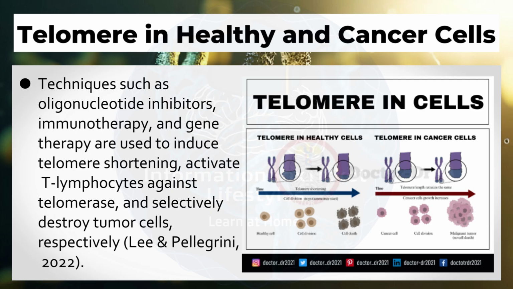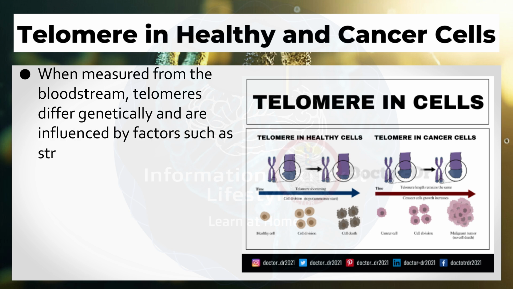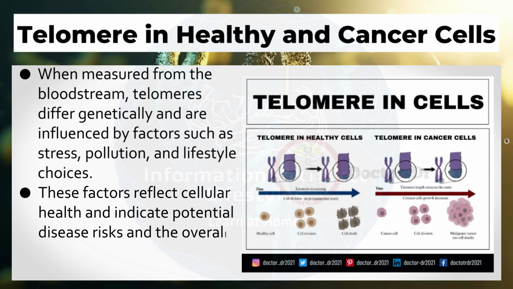Techniques such as oligonucleotide inhibitors, immunotherapy, and gene therapy are used to induce telomere shortening, activate T lymphocytes against telomerase, and selectively destroy tumor cells, respectively. Studies have found that longer telomeres in leukocytes are associated with more years without diseases. When measured from the bloodstream, telomeres differ genetically and are influenced by factors such as stress, pollution, and lifestyle choices. These factors reflect cellular health and indicate potential disease risks and the overall health profile.